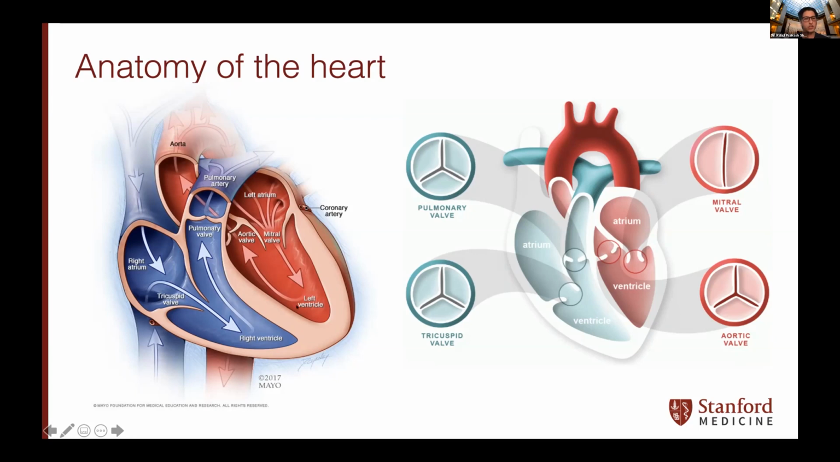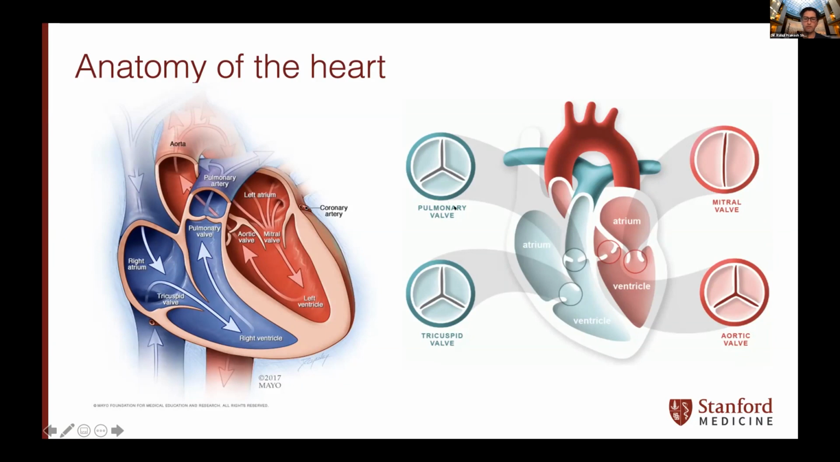Now, in addition to all of these four chambers, there are four important valves, just like valves in any sort of plumbing system, which allow the passage of blood forward and, when healthy, prevent the leakage of blood backwards. And those four valves are at the interface of all of the chambers and the large pipes that lead either to the lungs or to the rest of the body.